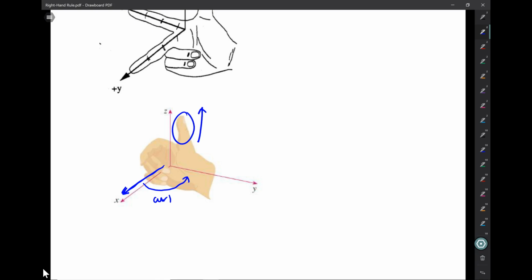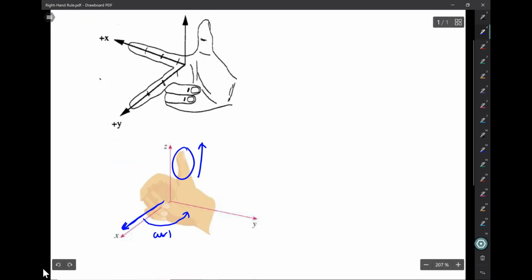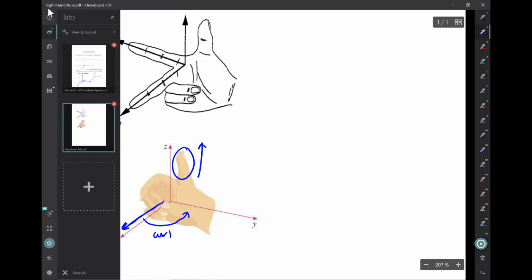Okay, so we're going to step away from the right-hand rule for just a little while. Again, we just really are using it to set up our three-dimensional coordinate system, but we will be using it again. So don't let it go completely out of your mind. It will come back in a little while.